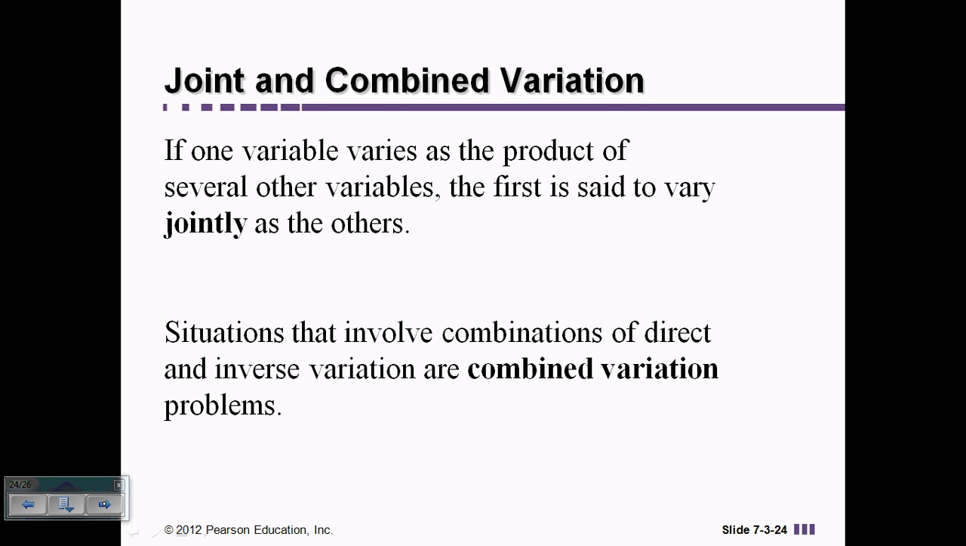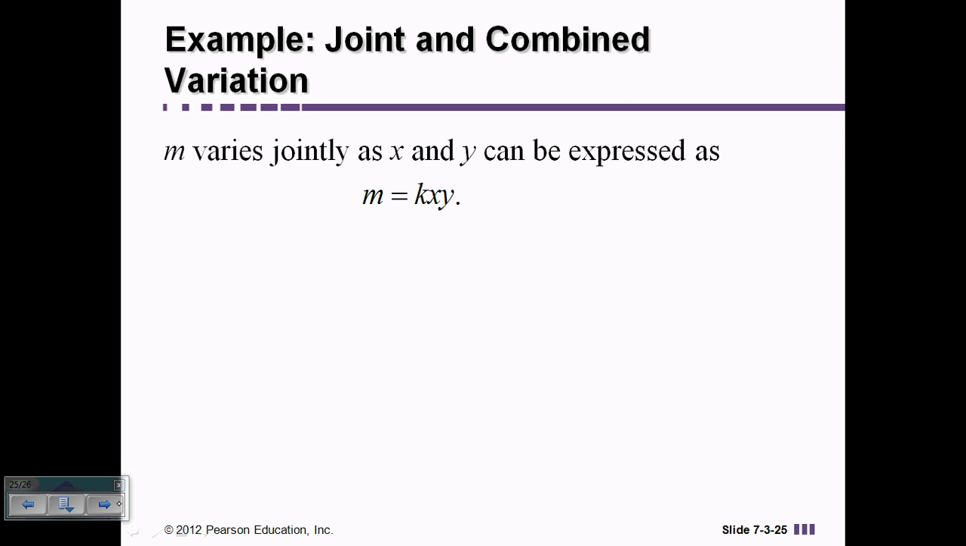All right, so a joint or combined variation is if one variable varies as a product of several other variables. It's said to be a joint variation. And if they involve both inverse and direct variation, they're called a combined variation problem. If I said m varies jointly as x and y, it can be expressed this way. Because it varies jointly, you set it up as this equation.